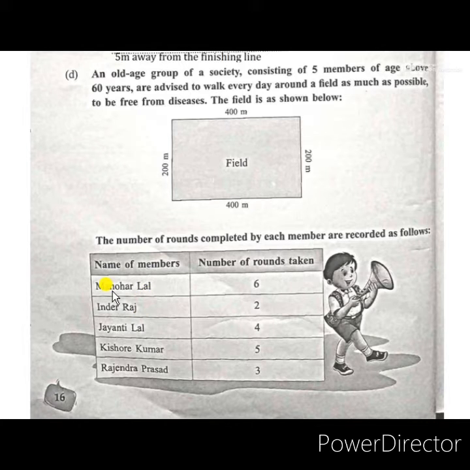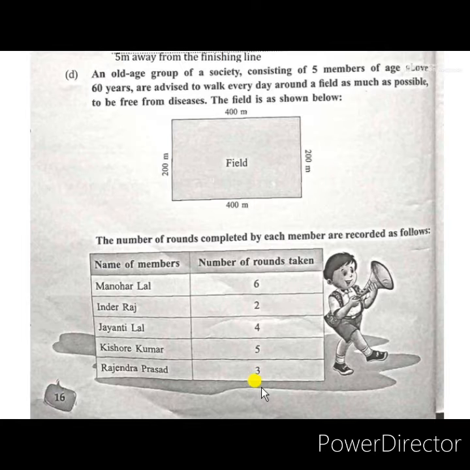First one is Manohar Lal. He will take 6 rounds per day around this field. Next is Inder Raj. He will take 2 rounds. And next is Jayanti Lal. He can take 4 rounds in this field. Kishore Kumar will take 5 rounds around this field per day, and last is Rajendra Prasad, 3 rounds.